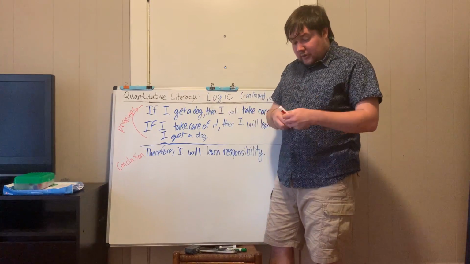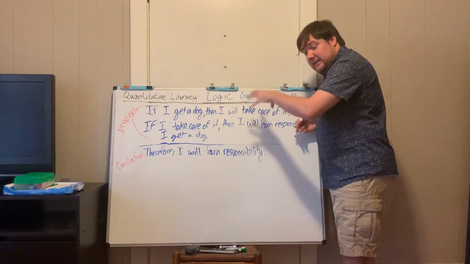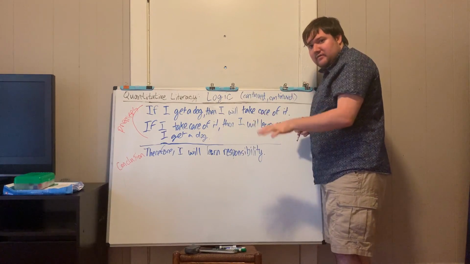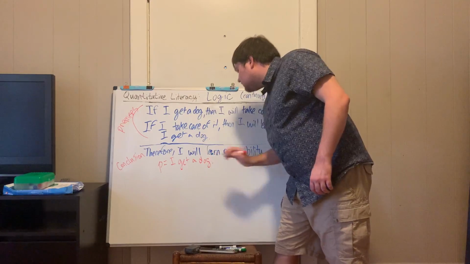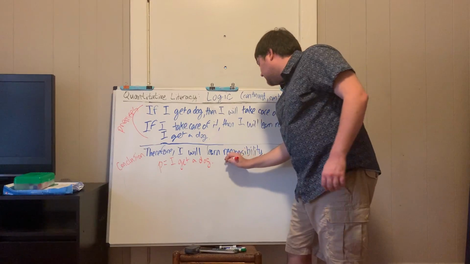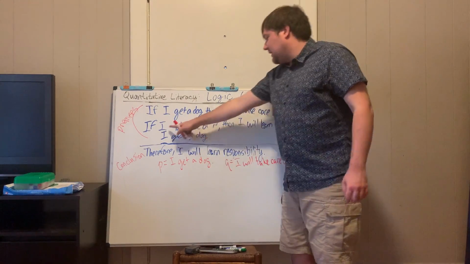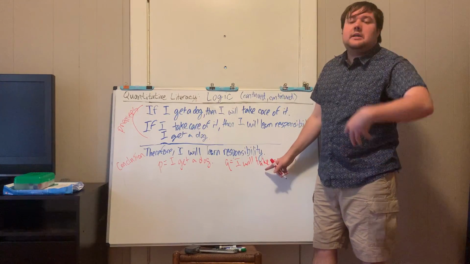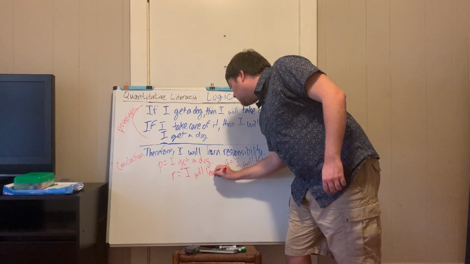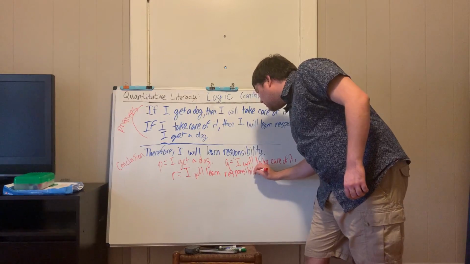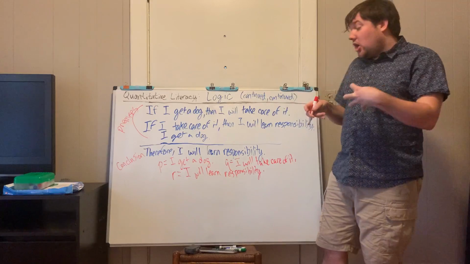And again, we're going to be using symbolic logic. We're going to be looking at the structure behind it. So we are going to first translate this into variables, into symbols, and get rid of all the fluff. So if I get a dog, we can let P be the statement, I get a dog. Q is, in that case, I will take care of it. If I take care of it, that's already been a statement, that is statement Q. So we don't need to make another variable for that statement. Then I will learn responsibility, that's going to be R. I get a dog, that's P, we already got that one. Therefore, I will learn responsibility, R. We've got all of our statements here.